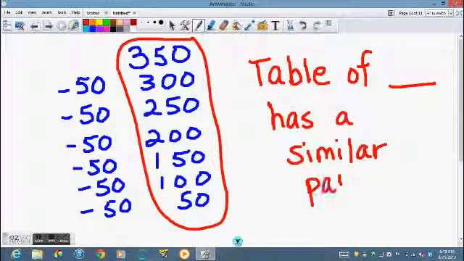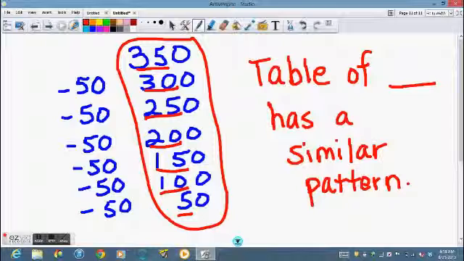Because 5 times 1 is 5, 5 times 2 is 10, 5 times 3 is 15, 5 times 4 is 20, 5 times 5 is 25, 5 times 6 is 30, 5 times 7 is 35. Okay, so they just want you to notice here, and you'll have a couple of problems like this in your homework, that the answers here correspond to the table of 5. They'll ask you some questions like that when you're doing your homework.